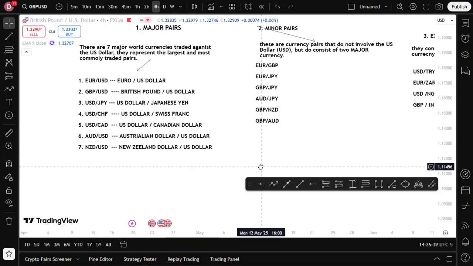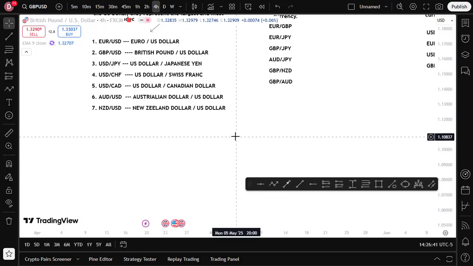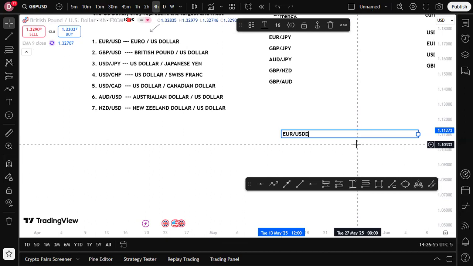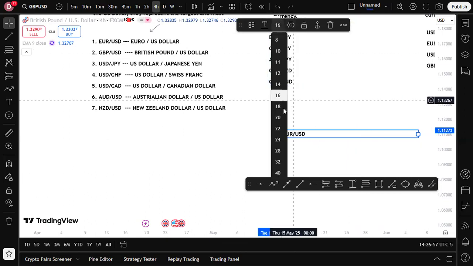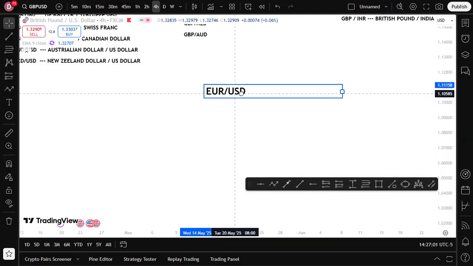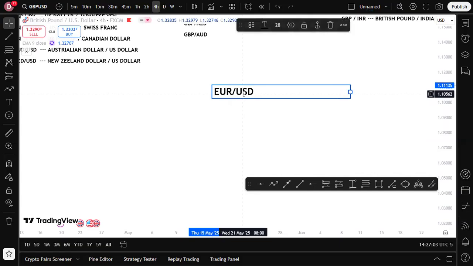Now, I want to say something here. Now, for every currency pair, let's give an example here. So euro versus US dollar. I'm going to make this a bit bigger because I want to explain something here. When you are trading Forex, you are really comparing two currencies.